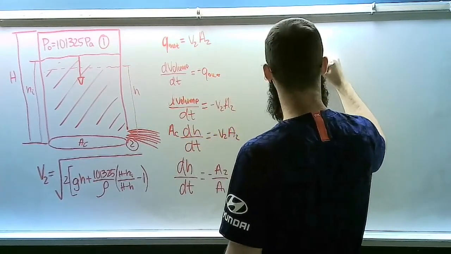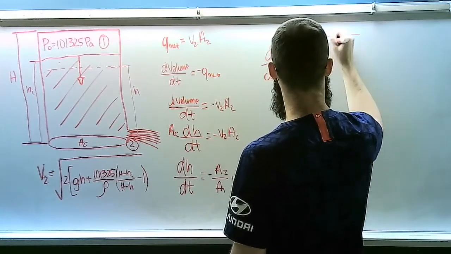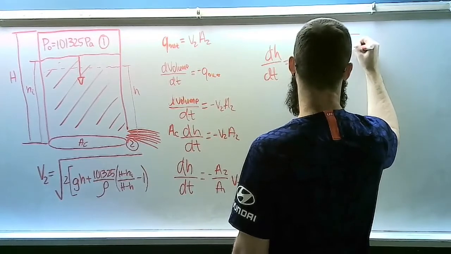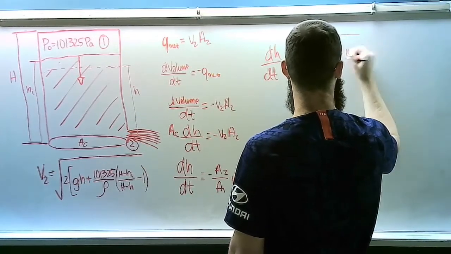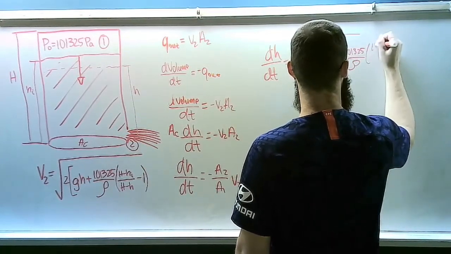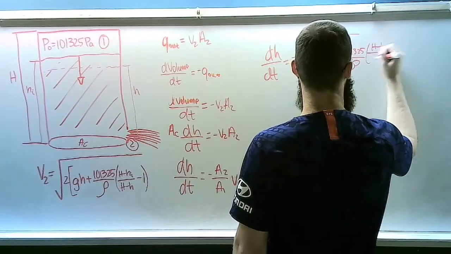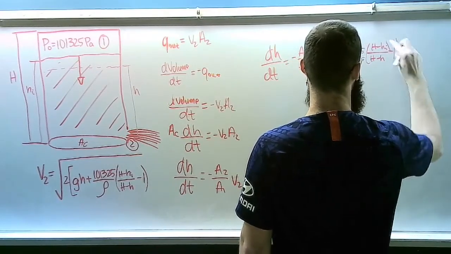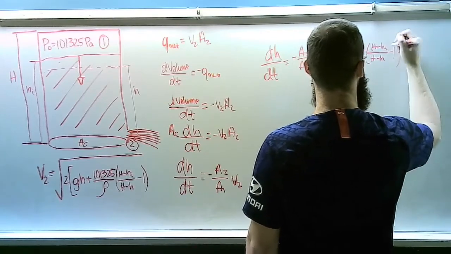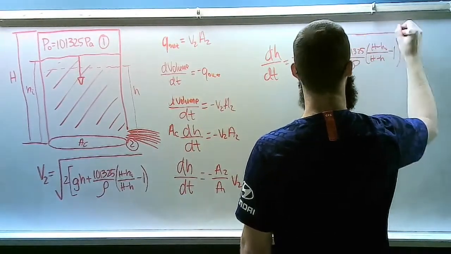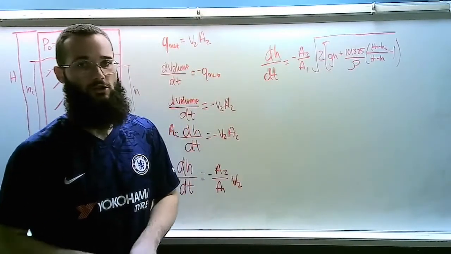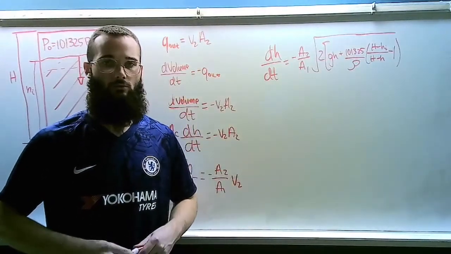And so plugging in V2, we get dH over dt is equal to negative A2 over A1 times the square root of 2GH plus 101,325 over rho times H minus HI all over H minus little h minus 1. And this will be the differential equation that we solve for when we code.